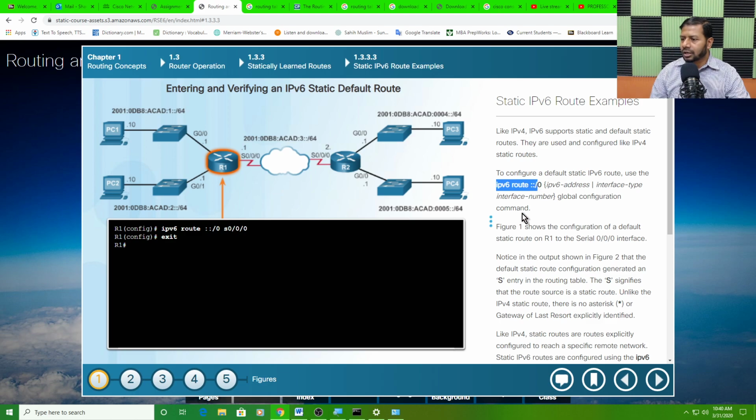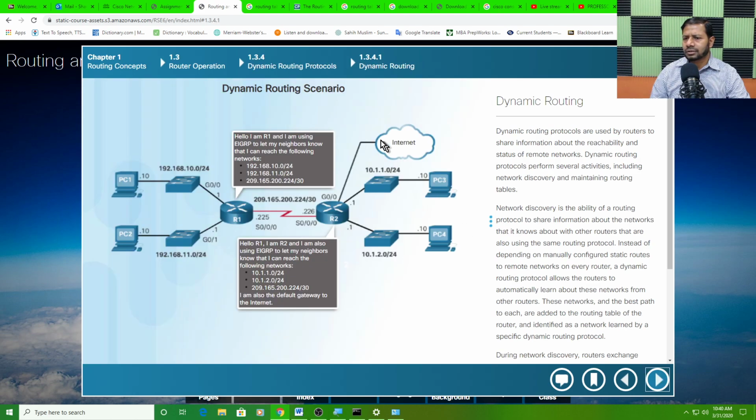That's my command. And what is dynamic routing then? Now it says dynamic routing scenario. What is dynamic routing?